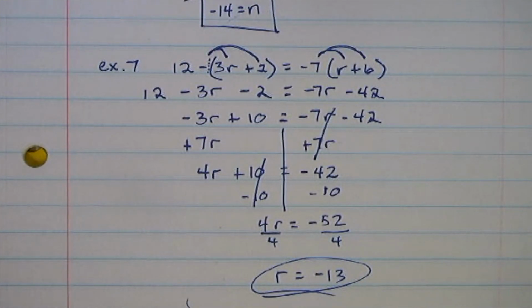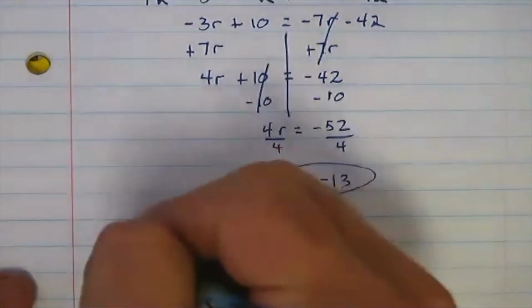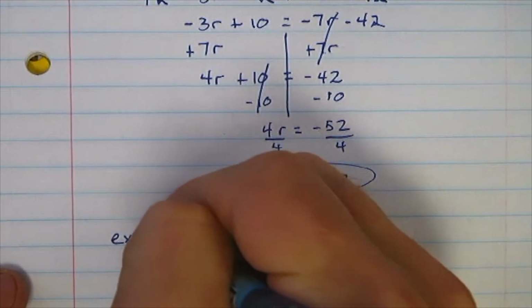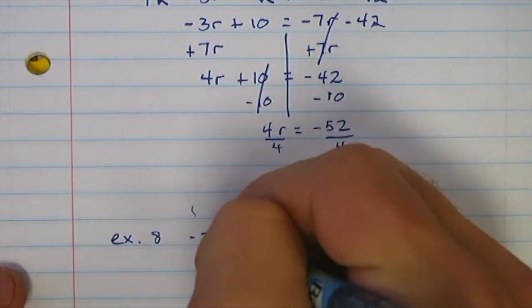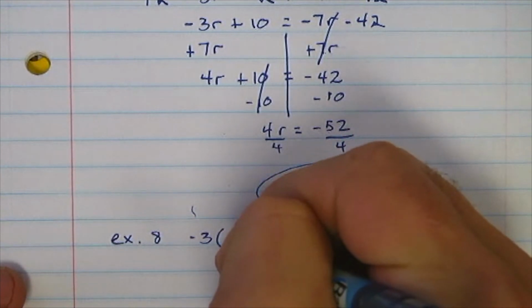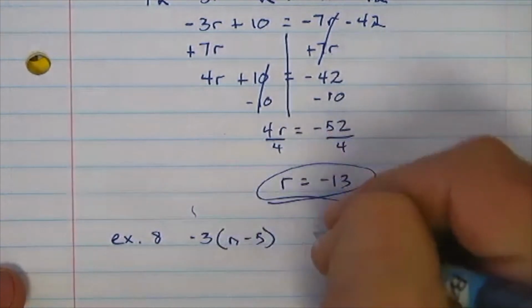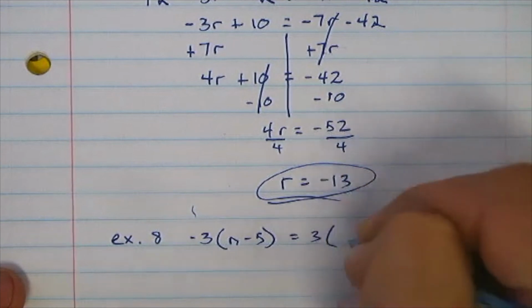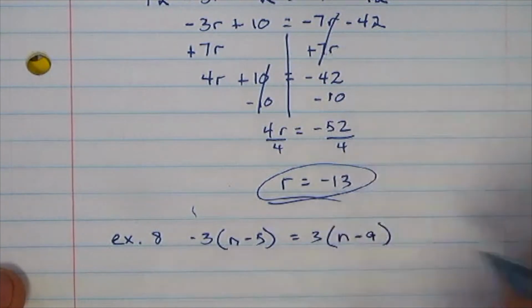All right, so last example here. Not much different than what we've been dealing with so far. That's example number 8. And that is negative 3 parentheses n minus 5 equals 3n minus 9.